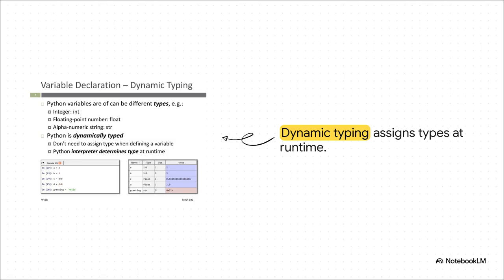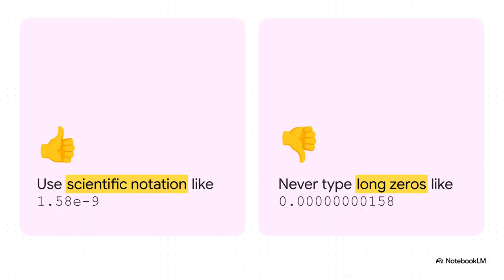If you type a = 2, Python automatically assigns it as an integer at runtime. If you type b = 4.5, it instantly knows it's a float. The Python interpreter does all the heavy lifting for you, figuring out the type based purely on the value you provide the exact moment the code runs. Pretty neat, right? Now, speaking of floats, here is a highly practical tip when you're dealing with very large or very small floating point numbers.